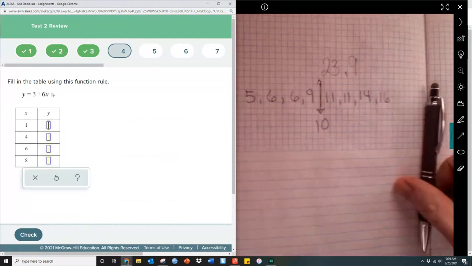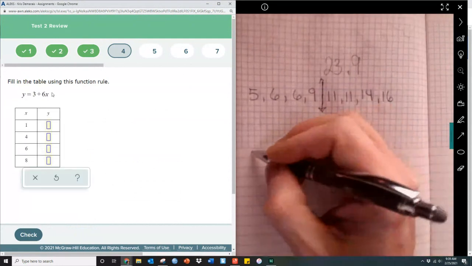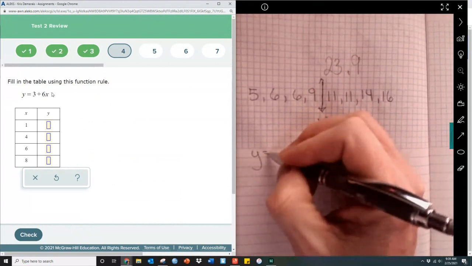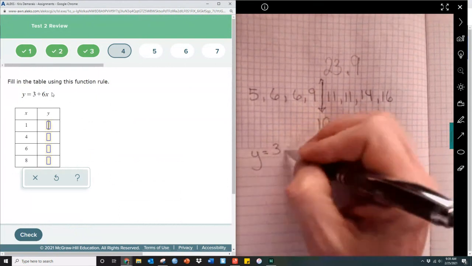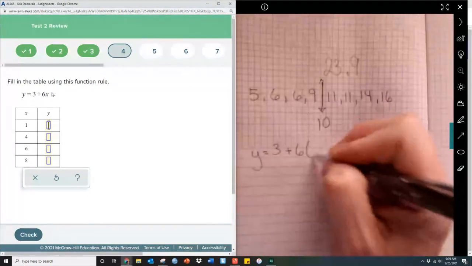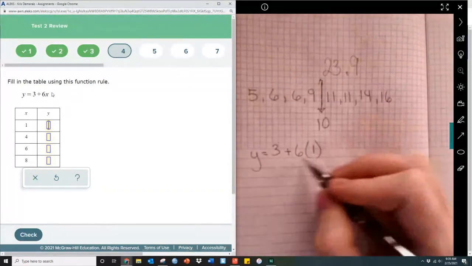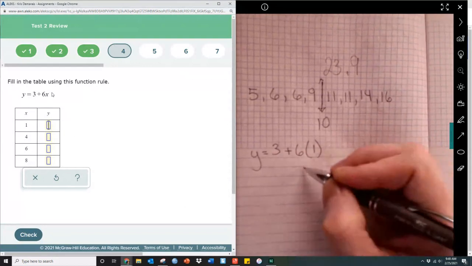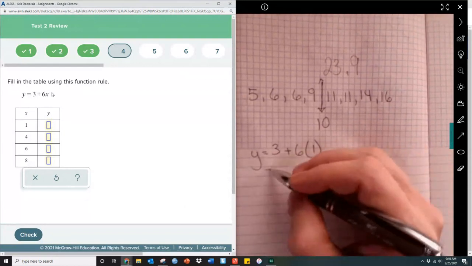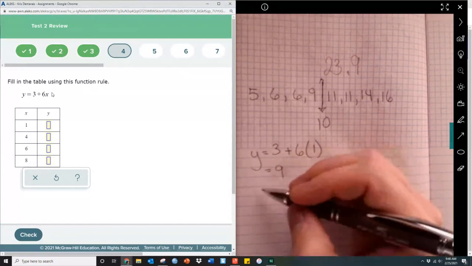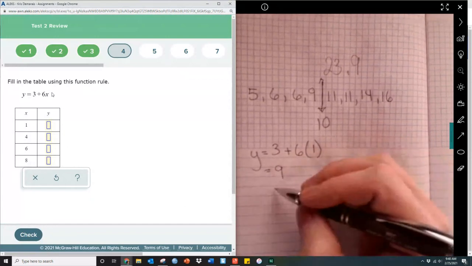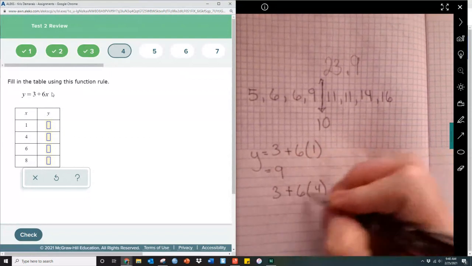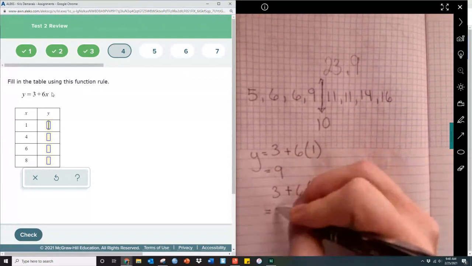Now with this one, you're just going ahead and plugging in the value of whatever input we get. So we're getting the value of input as 1. So what we do is we place it in for the value of x, and then we can multiply that out. 6 times 1 is 6. And then plus 3 is 9. You can do that mentally. And then you likewise do that for the same thing on the other ones. So you're going to just put in 4. That's 24 plus 3 is 27.